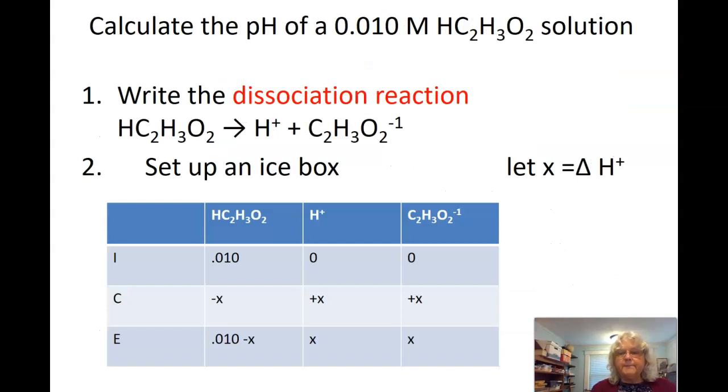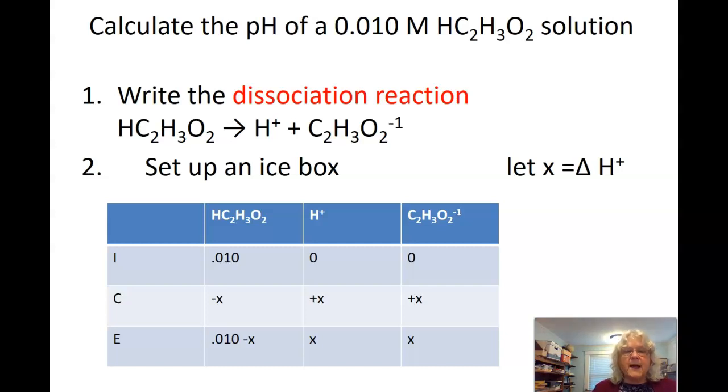So we're going to do a problem. We're going to start with this idea where we would calculate the pH of a 0.010 molar solution of acetic acid. So first thing I do is write the dissociation reaction. You can see I've written it there. And then I set up an ICE box.